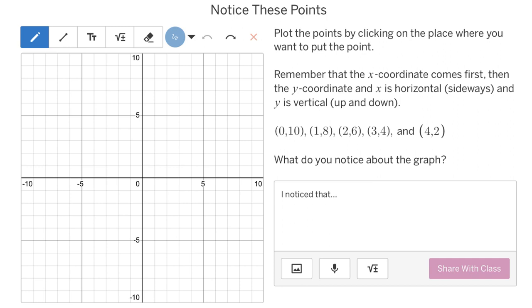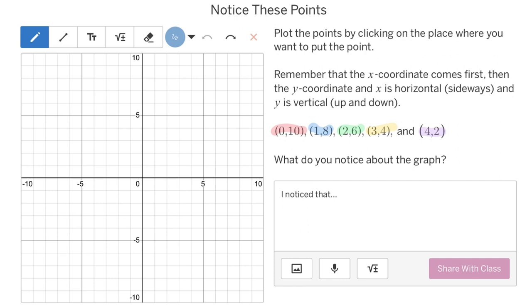We're going to start this lesson by looking at these unique points here. We've got 0, 10, we have the point 1, 8, we have the point 2, 6, and we have the point 3, 4, and lastly we have the point 4, 2. So these are all points on our graph or our relationship. So I'm going to start by plotting each of these points.